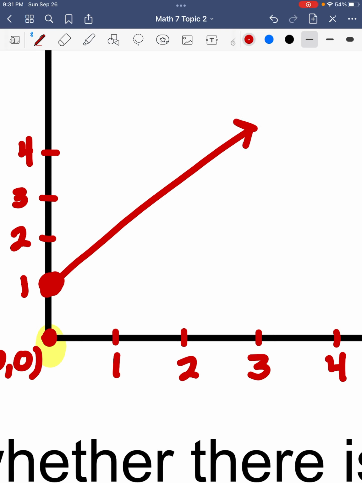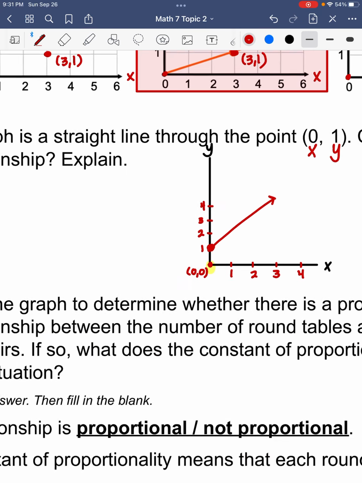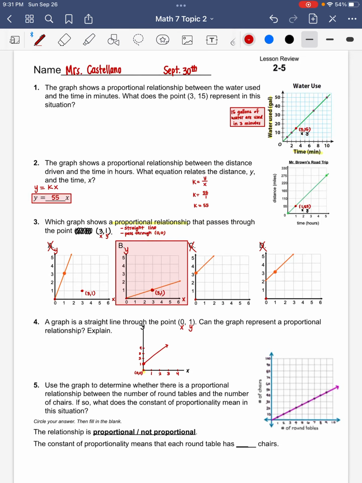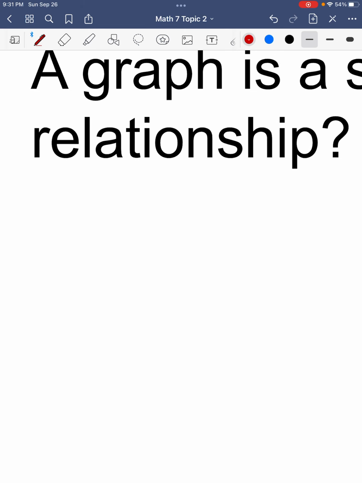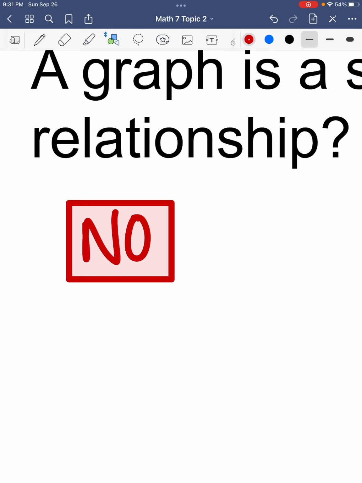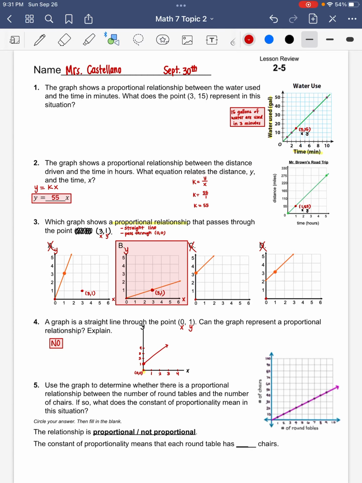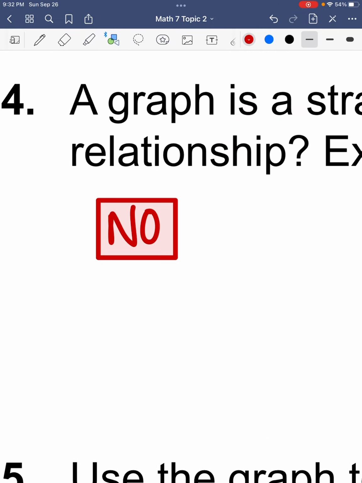So does it pass through the point (0, 0)? Does our graph pass through the origin? No, it does not pass through the origin. So can this graph be a proportional relationship? The answer is no. It is not proportional. And the reason it's not proportional is because the graph does not pass through the origin.